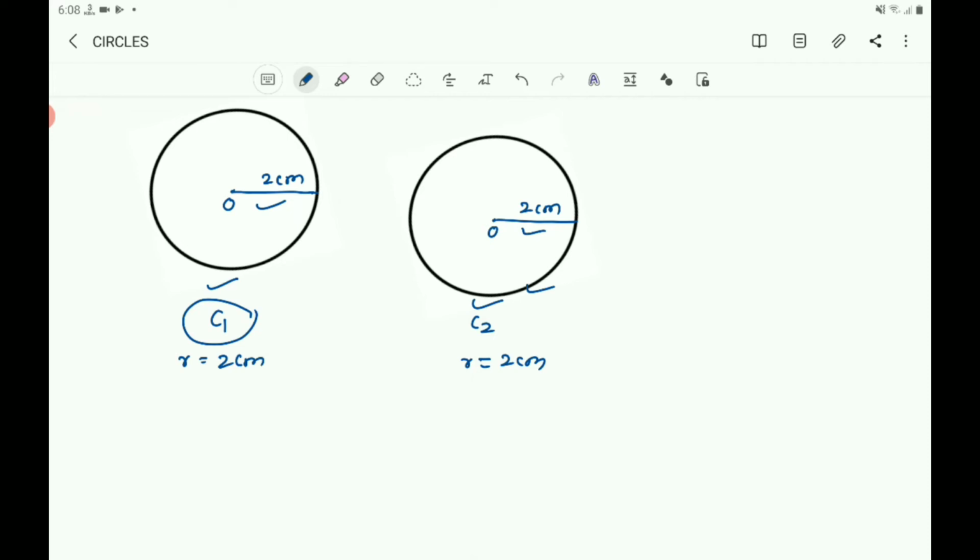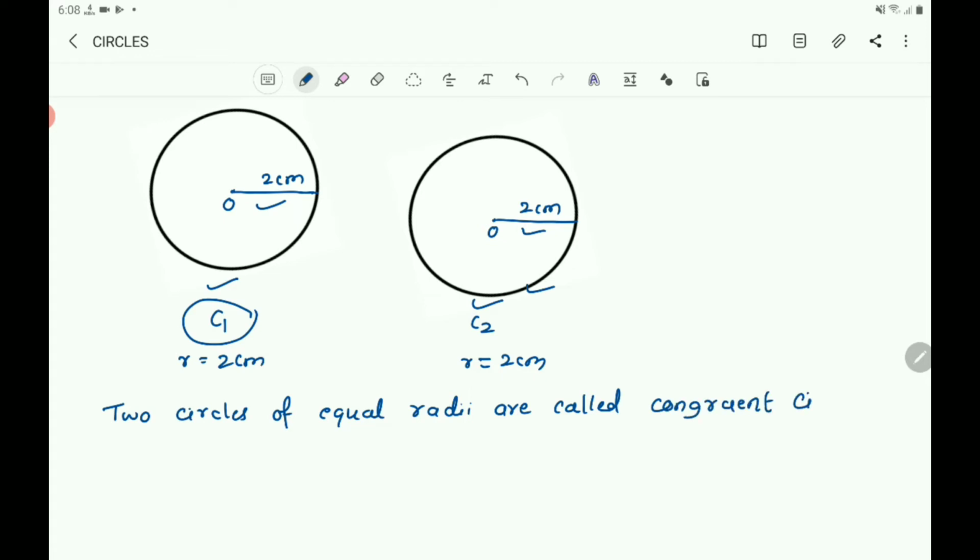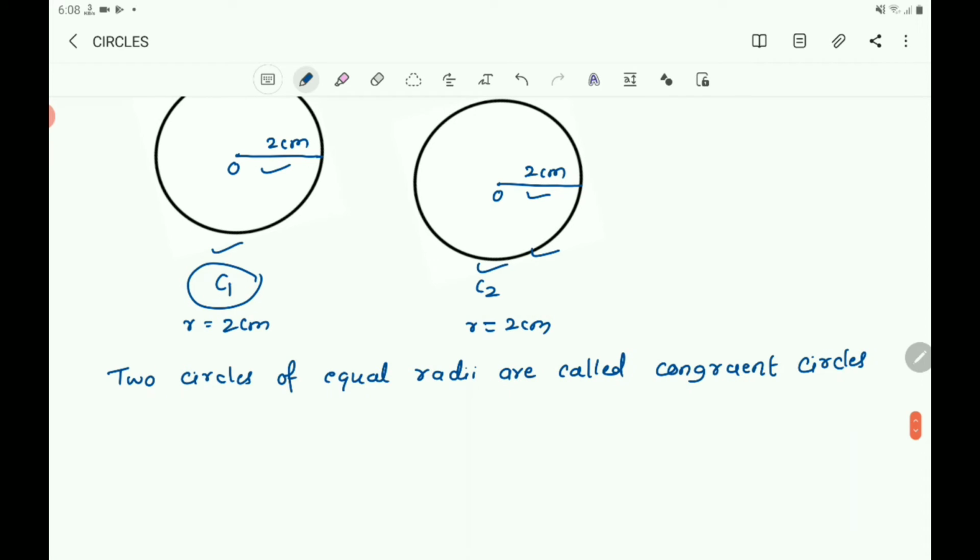Here C1 and C2 can be superposed if you keep one on the other. So therefore you write: two circles of equal radii are called congruent circles.